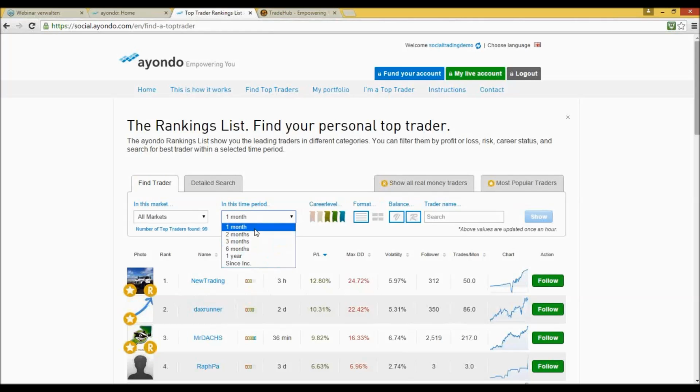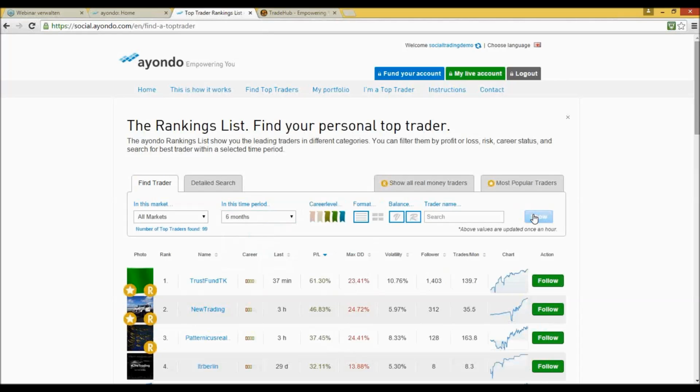What a lot of people like to do is go back a little bit further, as a 1 month time frame doesn't really show a true market picture. So if we go back to say 6 months and then click on show, we possibly see New Trading would have dropped off the top of the table there. So we'll click on show, and we've got someone called Trust Fund TK now at the top.